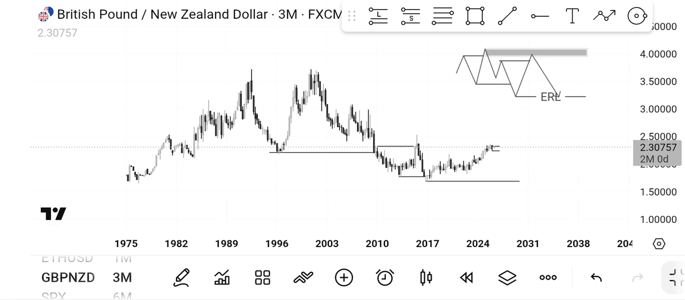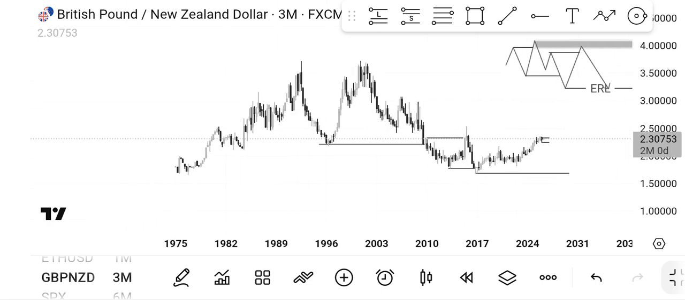Let's build profitability together. Now in this video, I'm going to do a top-down analysis on GBPNZD starting from the 3 months time frame. The reason I'm starting this analysis from the 3 months time frame is to get the overall picture of the market.